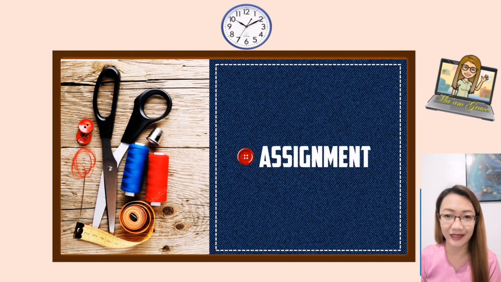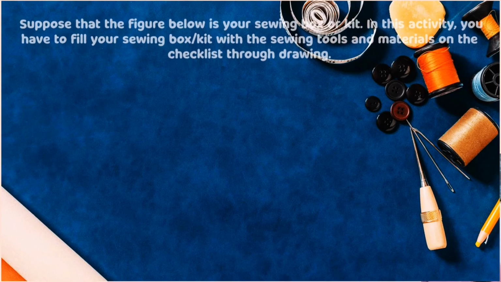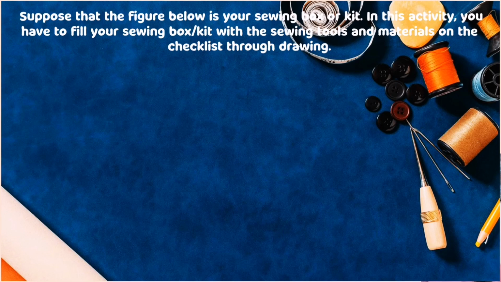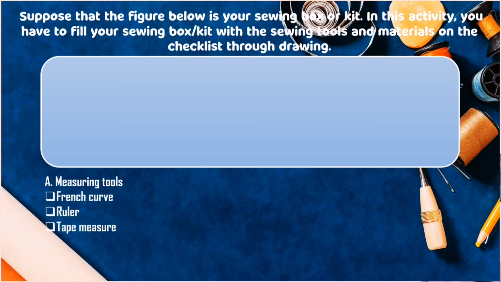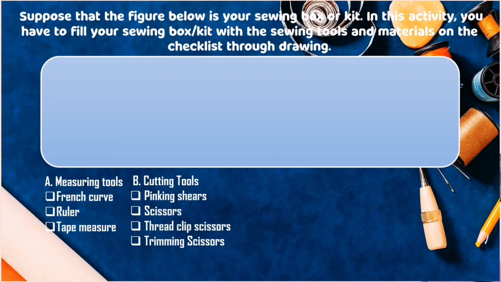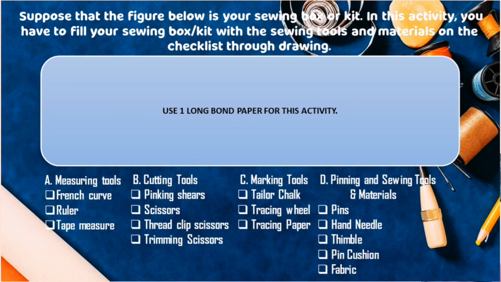Okay, class. So for your assignment, suppose that the figure below is your sewing box or your sewing kit. In this activity, you have to fill your sewing box or your sewing kit with the different sewing tools and materials on the checklist through drawing. Use one long bond paper for this activity.